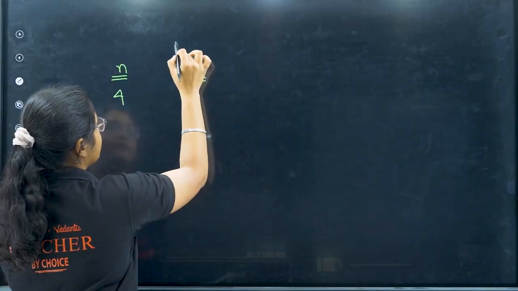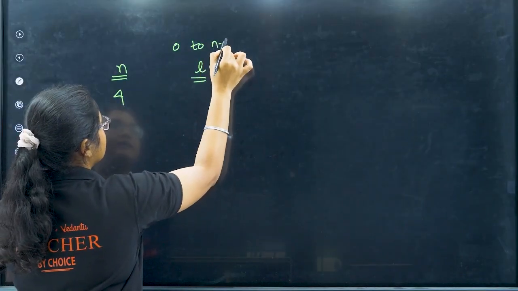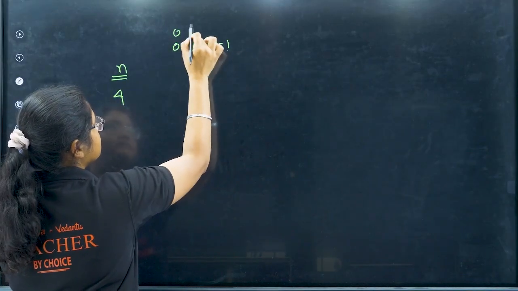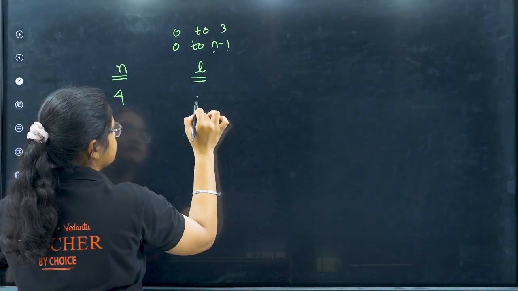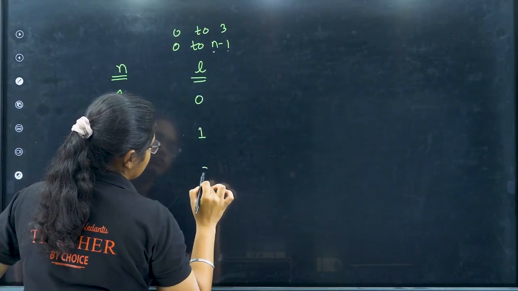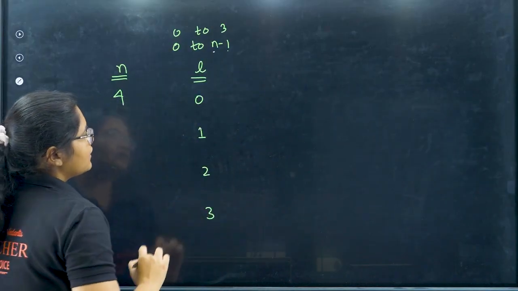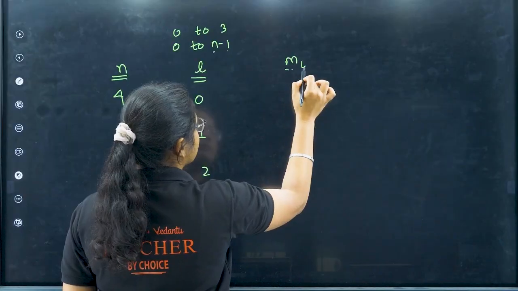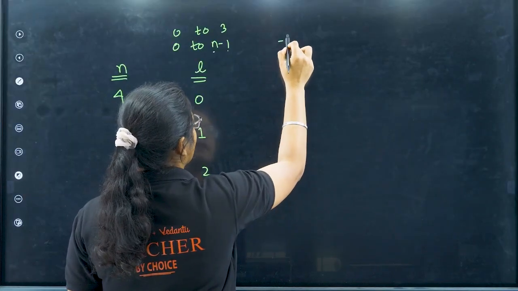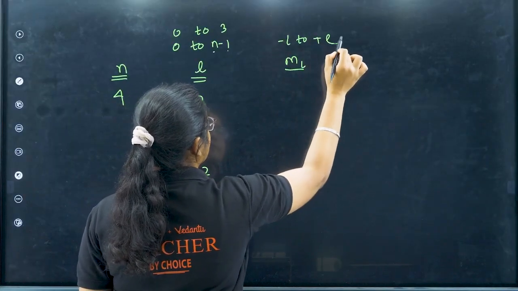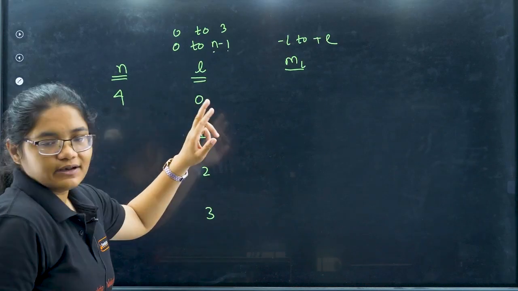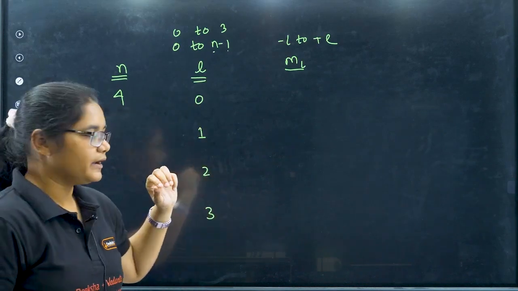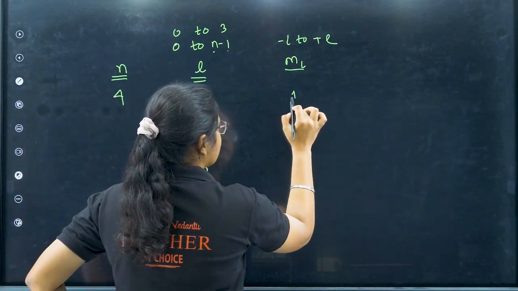Azimuthal quantum number values are 0 to n minus 1. So 4 minus 1, 3. So 0 to 3. So I have 0, 1, 2 and 3. Now what are the magnetic quantum number values? It will change from minus L to plus L. Now see, 0 will not have minus 0 to plus 0, right? So there will be only 1 ml value.